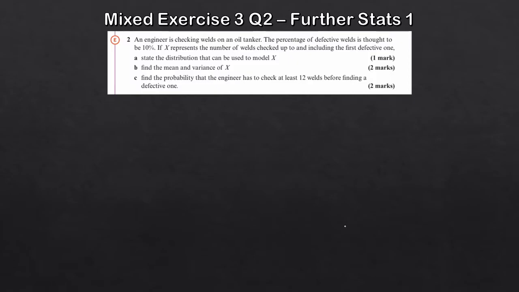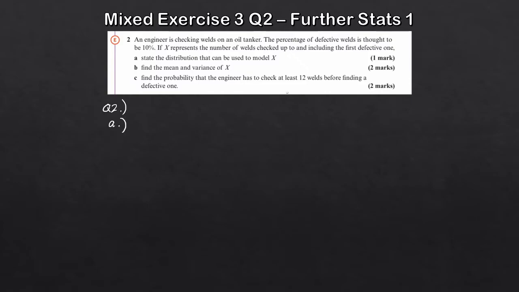Now, this is from mixed exercise 3 here. Question 2. So what we've got here is a percentage of defective welds, which is 10%. So let's write down our distribution first, because that's literally part A. We've just got to state the distribution. It's always a good thing, if they don't ask you to do it as part of the questions, do it anyway, because it helps with your working. So question 2A here.